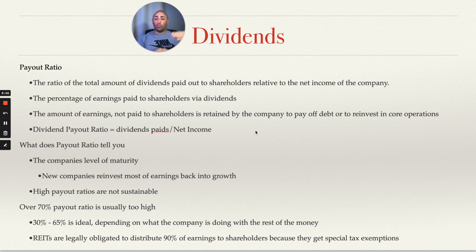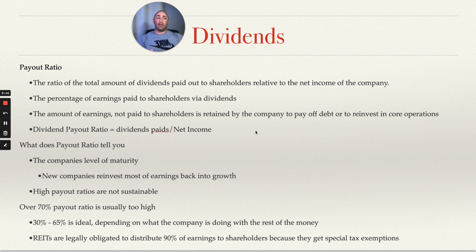Now, what is a good payout ratio, right? When you look at companies that pay a 70% or higher payout ratio, it usually lets you know that they're paying too much to shareholders and they're not reinvesting money into the company, or they're not paying off debt and so forth, right?